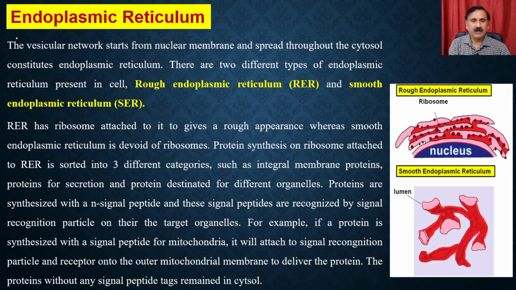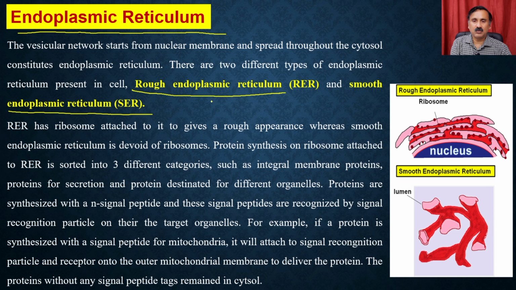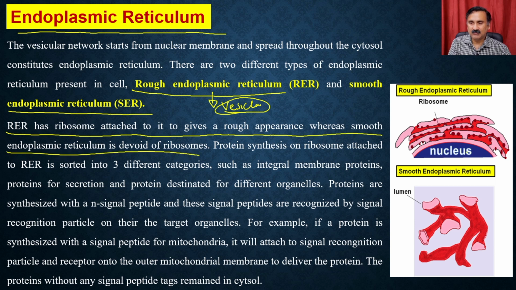So the three organelles, you can have the endoplasmic reticulum. You can have two different types of endoplasmic reticulum, the rough endoplasmic reticulum and the smooth endoplasmic reticulum. Rough endoplasmic reticulum is the only ER which participates in vesicular trafficking. Okay. So rough endoplasmic reticulum has ribosomes attached to it, which gives it a rough appearance, whereas the smooth endoplasmic reticulum is devoid of ribosomes. So these are the rough endoplasmic reticulum where the ribosomes are attached.